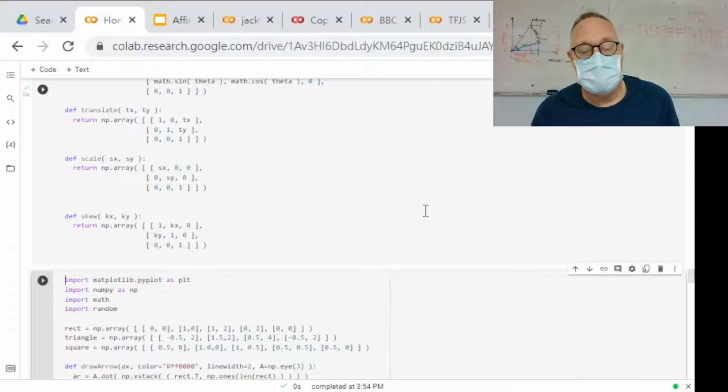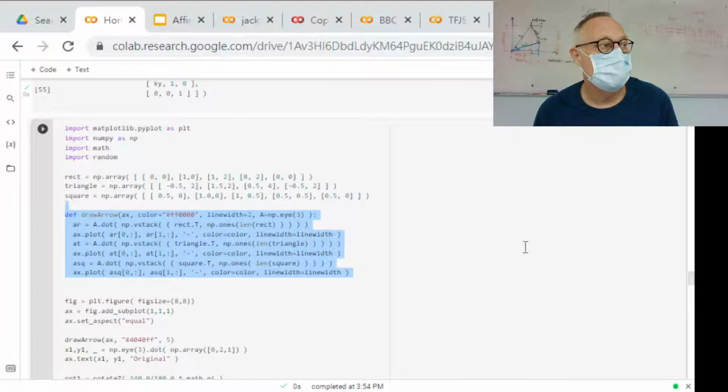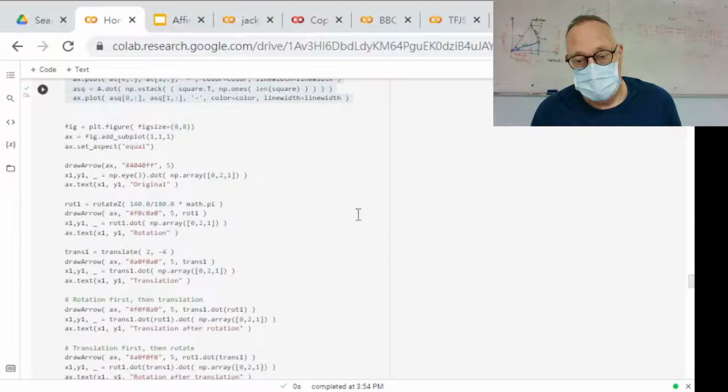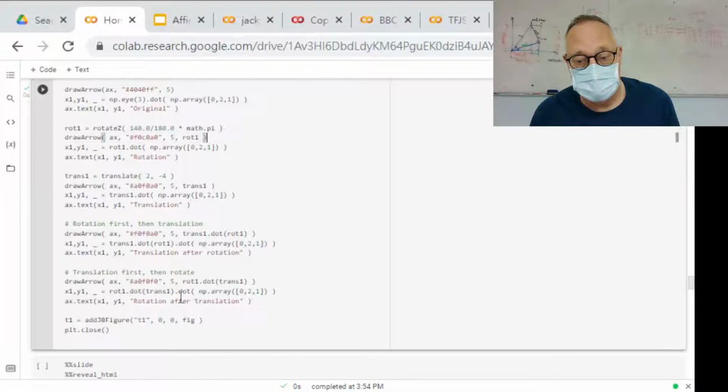And then we can apply that to our shapes. So here I have my function arrow, which draws the arrow that we had before. And then now I can use the transformation matrices to move that arrow around. So I can rotate it, I can translate it, then I can do a rotation first and then translate it, or I can do a translation first and then rotate it.